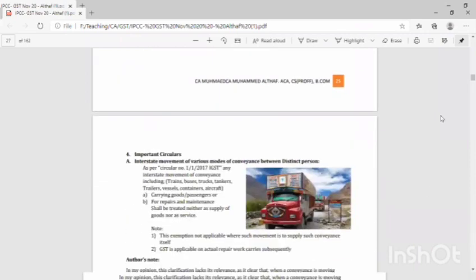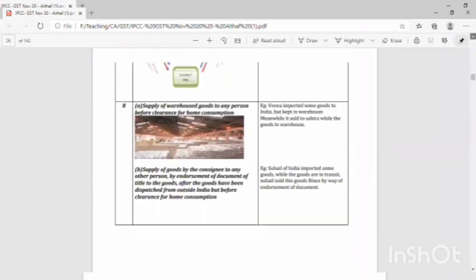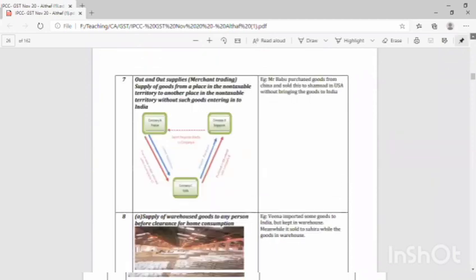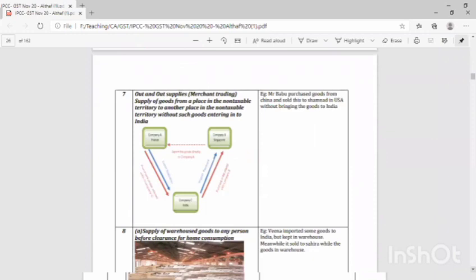Okay, Schedule 3. That is actually not for your exam. Earlier it was amended, this one, merchant trading, etc. So this is not the new amendment.